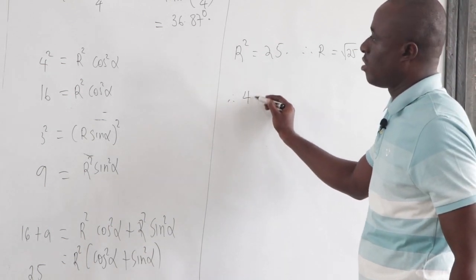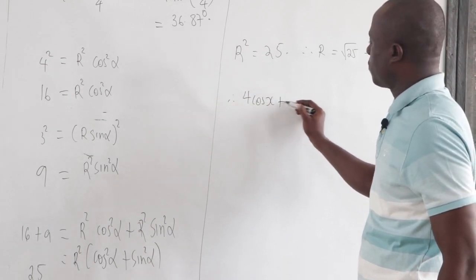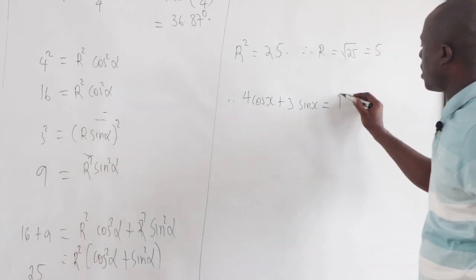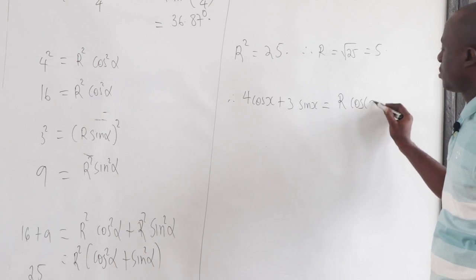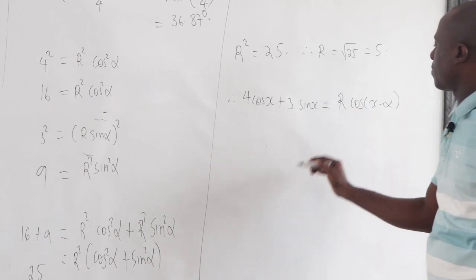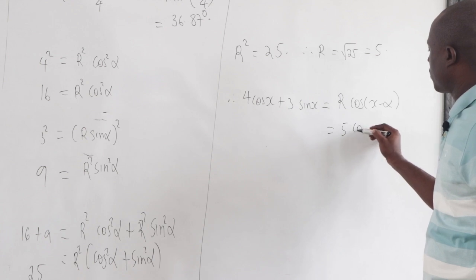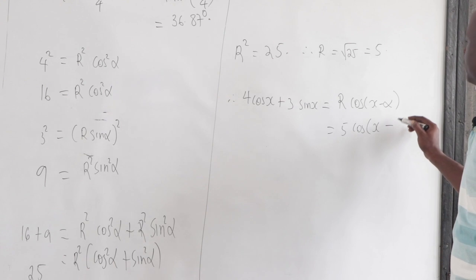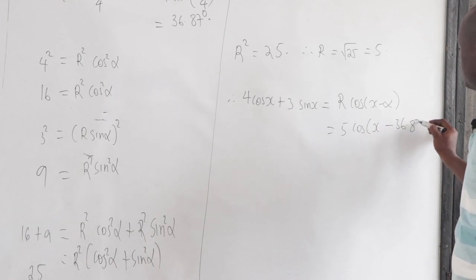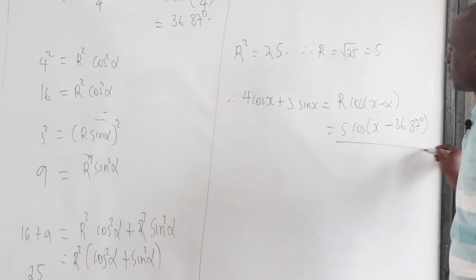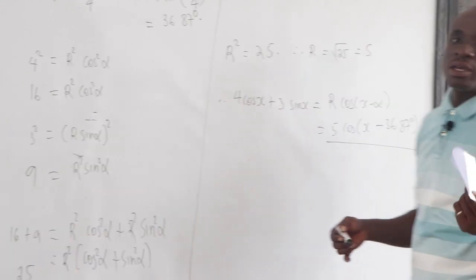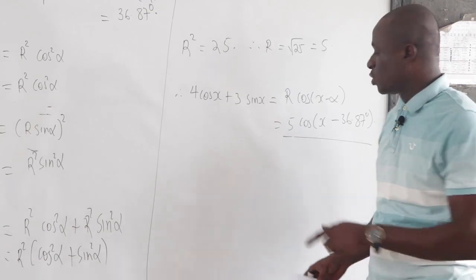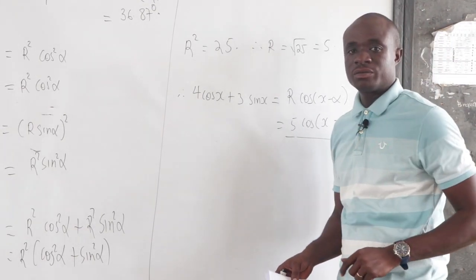Hence our 4 cos x plus 3 sin x, they are saying we should express in the form r cos(x minus alpha). What is r? 5 cos(x minus alpha). What did you get for the alpha? That is 36.87 degrees. And assuming we have been asked to find the maximum, it would be what is multiplying it, which is 5, then the minimum will also be negative 5.